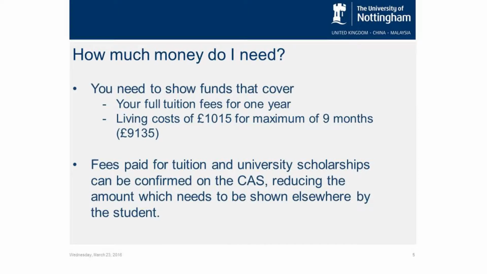So you need to show the full tuition fee plus living costs, and you can rest assured that any tuition fees you have paid or any university scholarships you have secured will be showing on your CAS. So you will just show the remaining amount with you. So what constitutes acceptable financial evidence?